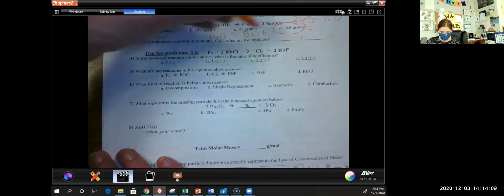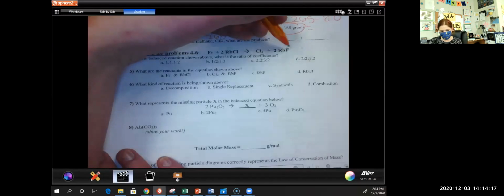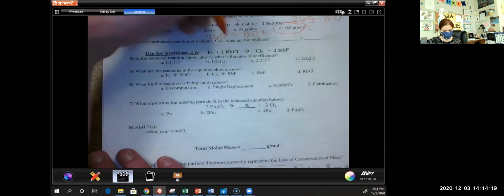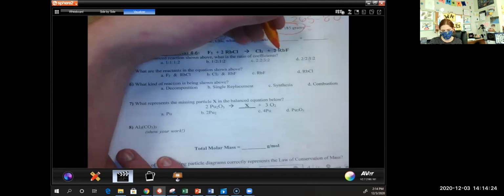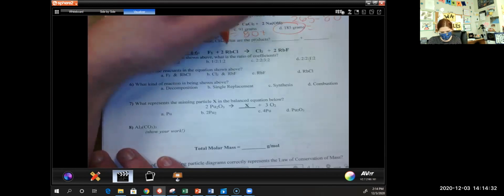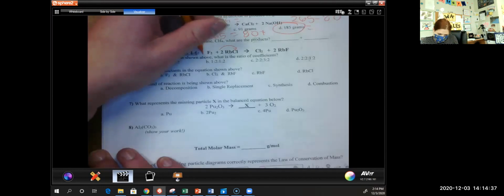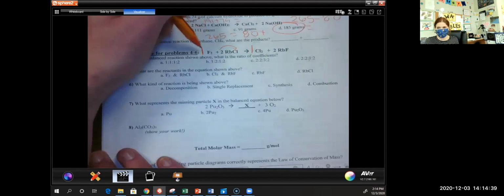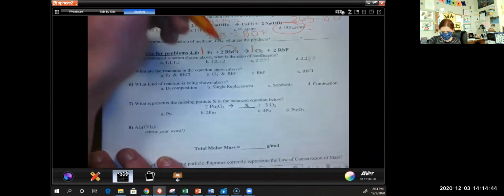Is this already balanced? Let's check. How many F's do we have on the left side? How many F's do we have on the right? How many Rb's do we have on the left side? How many do we have on the right? How many chlorines do we have on the left side? 2, yeah. And then we got 2 over here, right? So this is just missing the 1s in the front. So the answer is going to be 1 to 2 to 1 to 2. So choice B.